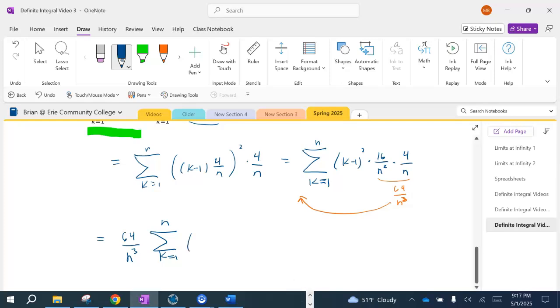I'm just going to write this off to the side. (k minus 1) squared, we would be multiplying the binomial k minus 1 by itself. We cannot use a property of exponents here. There's no property of exponents that's going to apply. We have to use the distributive property. If we do that, we end up getting k squared minus 2k plus 1.